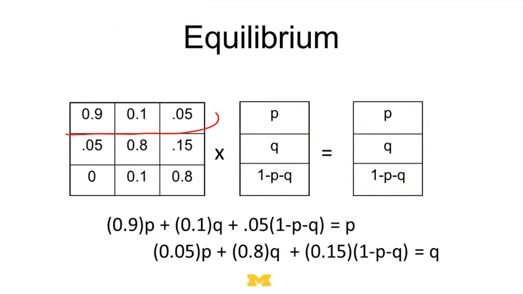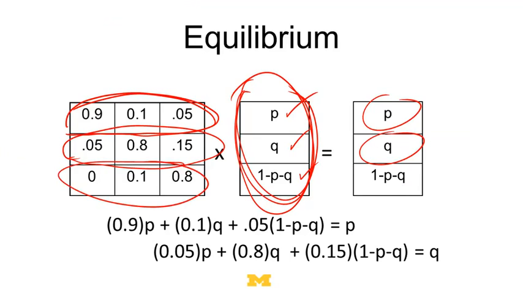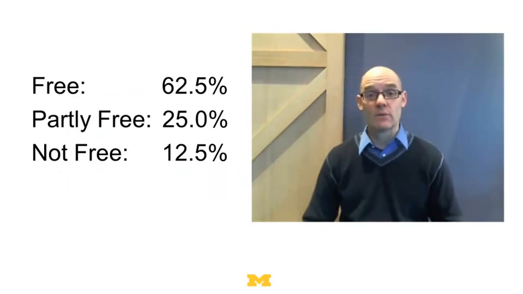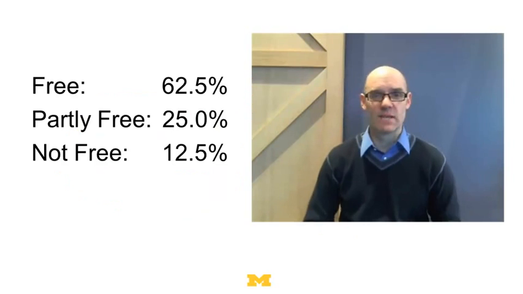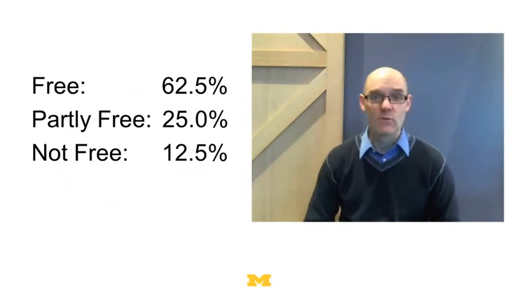Well, all we do is take each one of these rows and multiply it by the columns, but now the column has a P, a Q, and a 1 minus P minus Q, instead of just a P and a 1 minus P. And I want it to be the case that when I multiply this row times this column, I get P, and when I multiply this row by the column, I get Q, and when I multiply this row by this column, I get 1 minus P minus Q. So a lot of algebra here, you can do it, and if you do it, you get the following answer. You get that 62.5% of countries will be free, 25% will be partly free, and 12.5% will be not free.